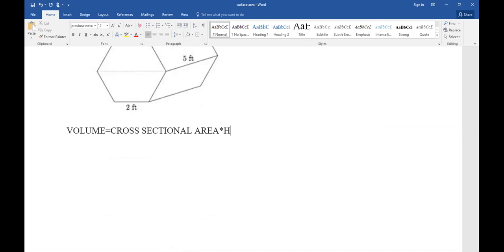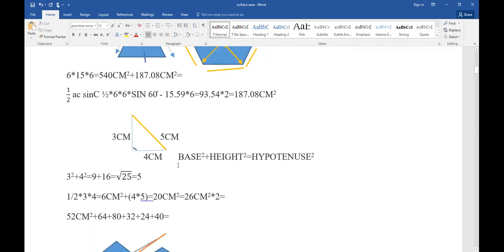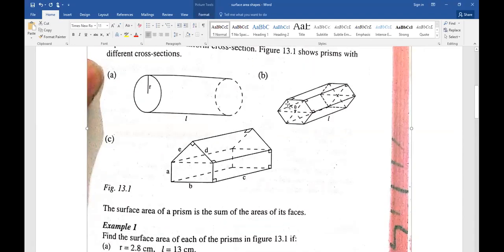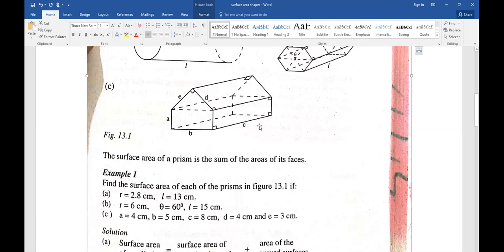Some people you are going to find them putting the length. That is how you find it, and then you get your answer in cubic units. So we are just going to find the volume of this. To find the volume of this prism, we find the cross-sectional area, the area of this hexagon, and then we multiply by the length, which is 15 centimeters. And for this one, we find the area of this whole pentagon, and then we multiply by the length, which is C, 8 centimeters.